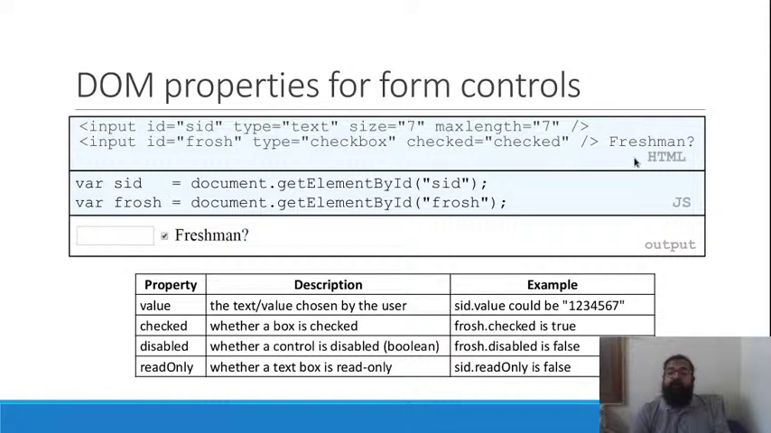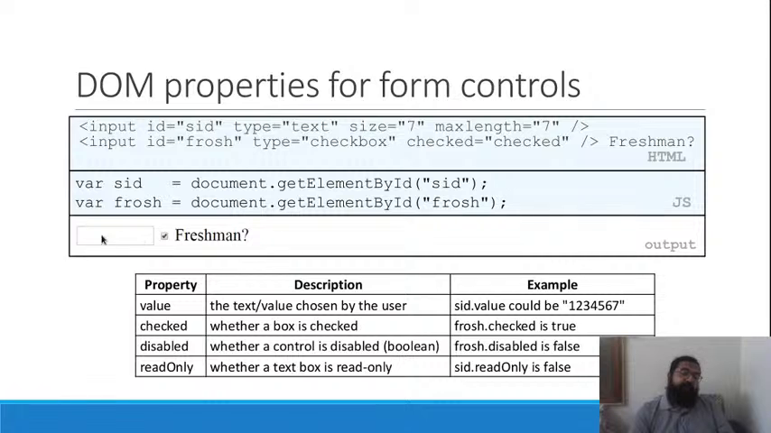And the HTML part has two inputs, sid and frosh. One is of type text and another one is of type checkbox. The text has a size of 7 and the maximum length is also defined to be 7. For the checkbox frosh, it has the check mark already checked. Now this is the output of the particular HTML that we will be seeing.